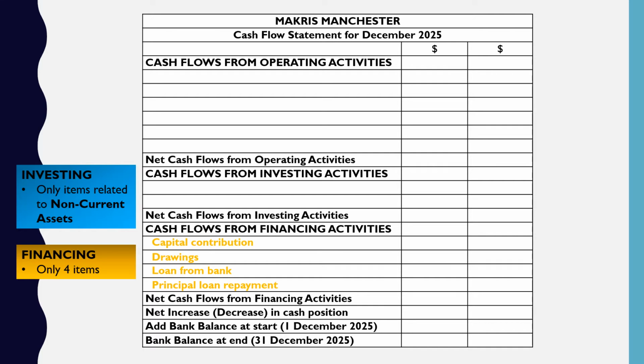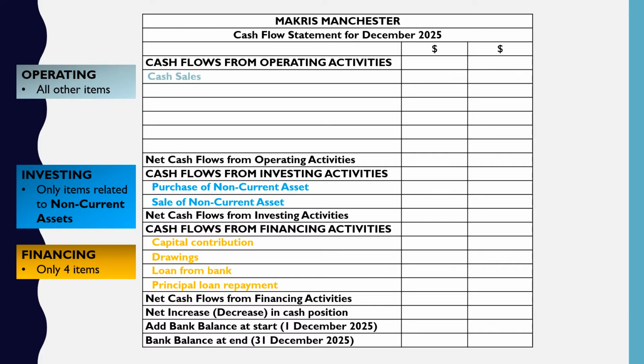Only items related to non-current assets are reported here. It could be a purchase of non-current asset or a sale of non-current asset. All other items are reported under operating activities.